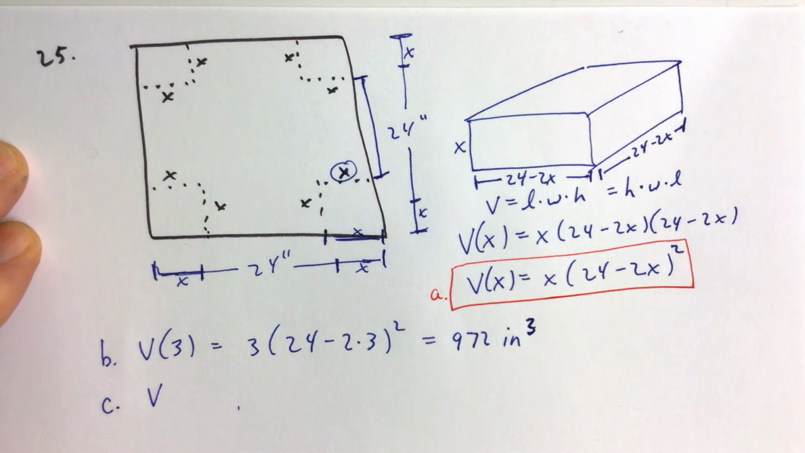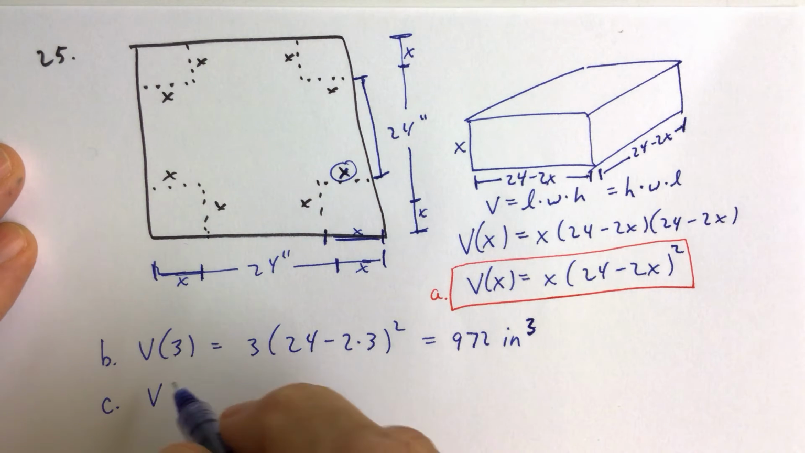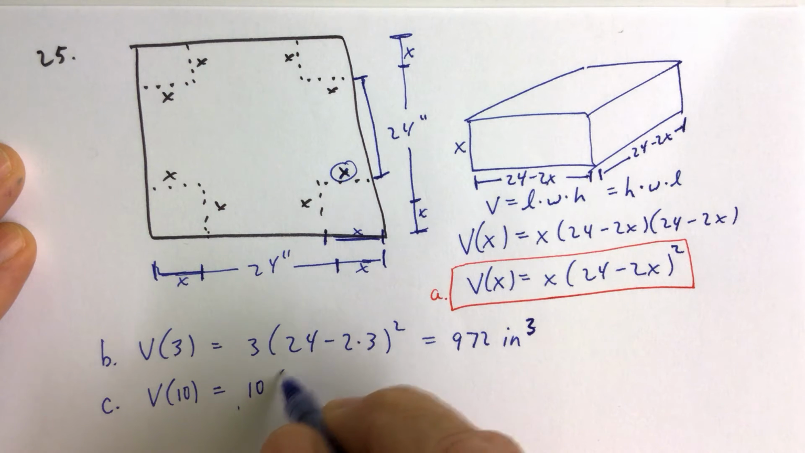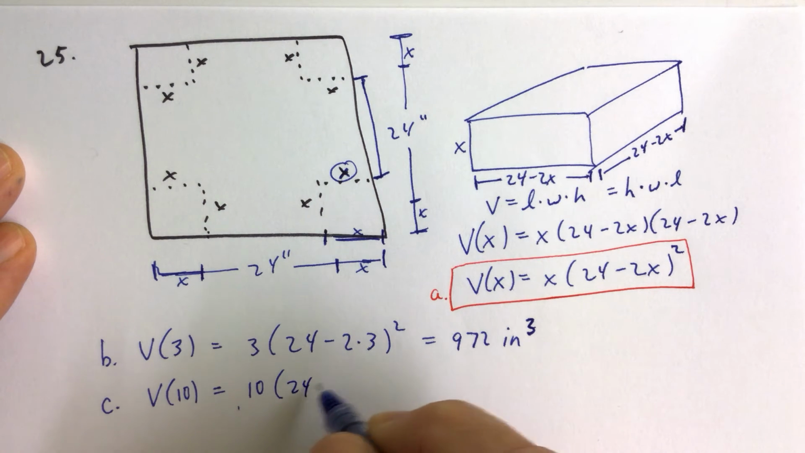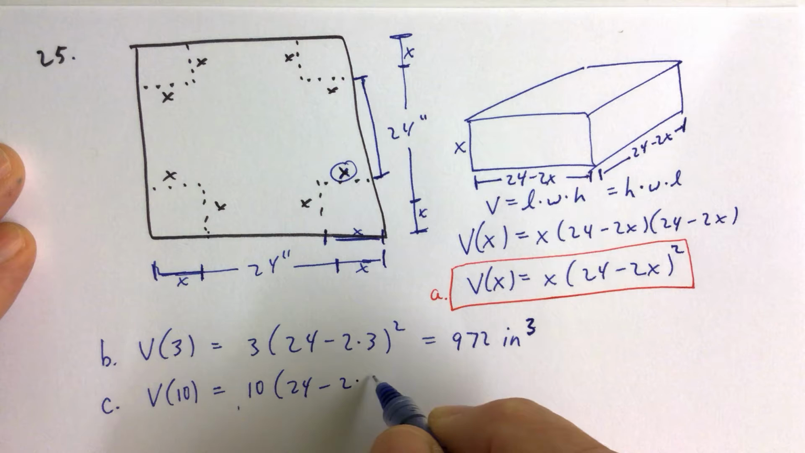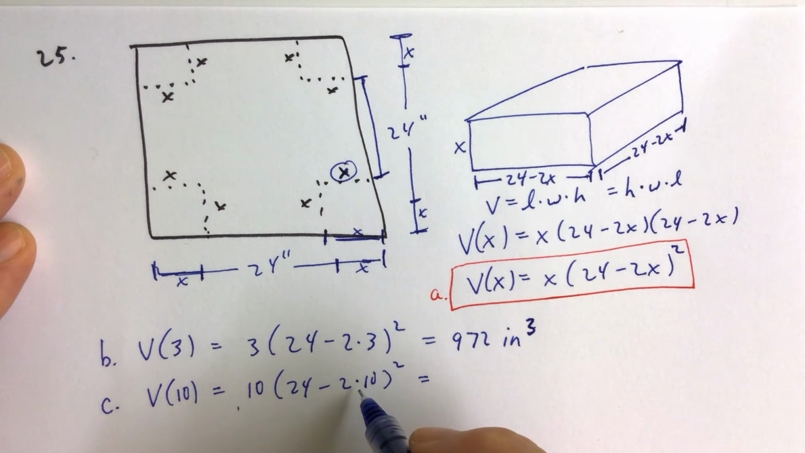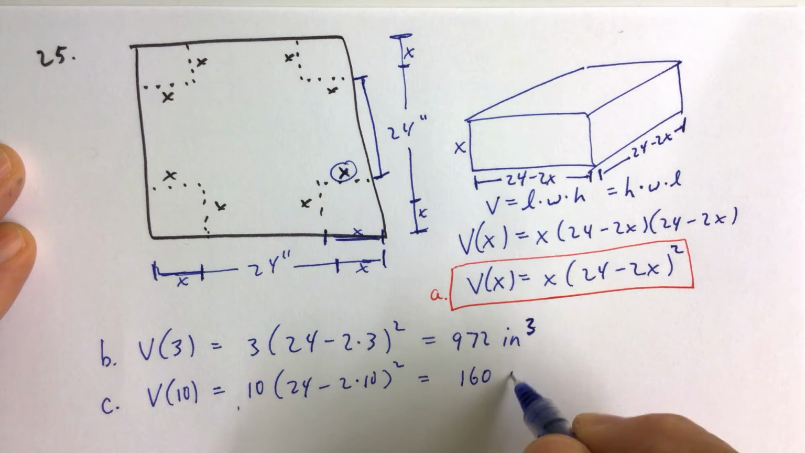And then part C, what is the volume if a 10-inch square is cut out? That's the volume when x is equal to 10. So we have 10 times (24 minus 20), 2 times 10, squared. 24 minus 20 is 4. 4 squared is 16. 16 times 10 is 160.